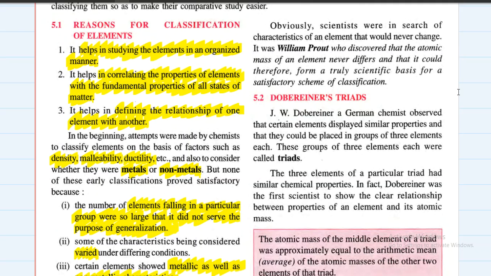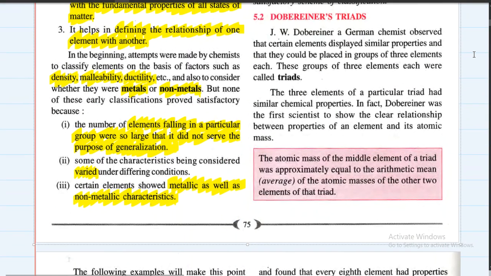was the atomic mass. तो atomic mass के basis पे हम लोग classify कर सकते हैं. And William Prout suggested that atomic mass is quite unique. So on the basis of atomic mass we can classify elements. So the first classification was done by Dobreiner.